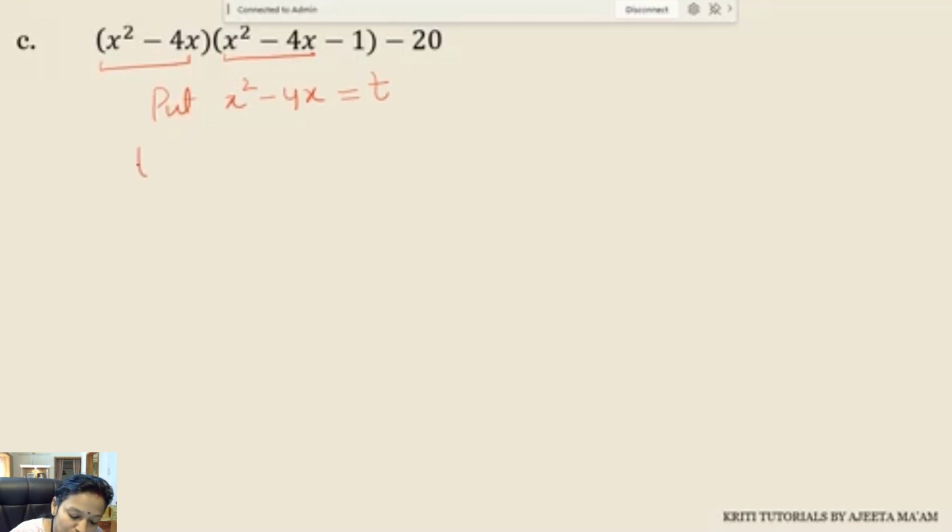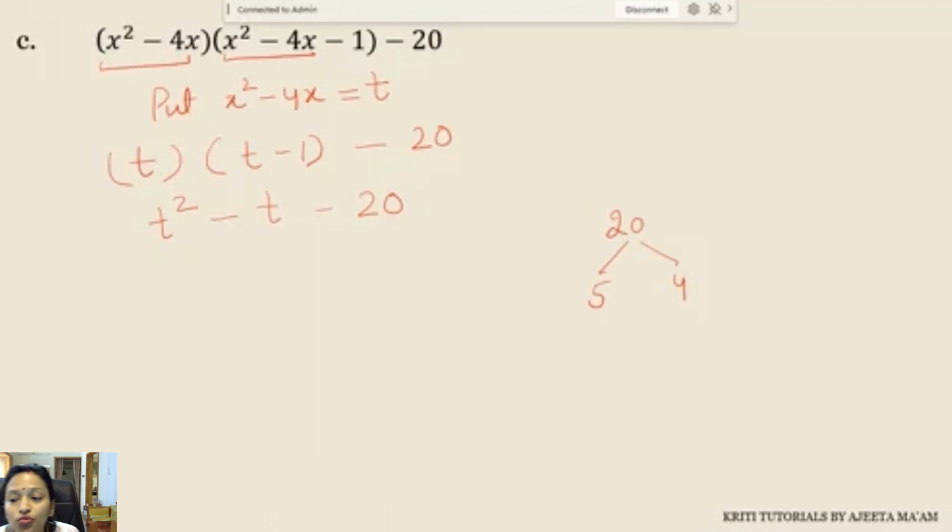So if I substitute it, I get t into t minus 1 and then minus 20. So t square minus t minus 20. It becomes a simple question of a quadratic polynomial which can be factorized using middle term splitting, which you all can easily do now. What are the factors for 20? If I take 5 and 4, we need two terms whose product is 20 and whose subtraction is 1. If this is A and this is B, I can simply say 5 minus 4 is 1.